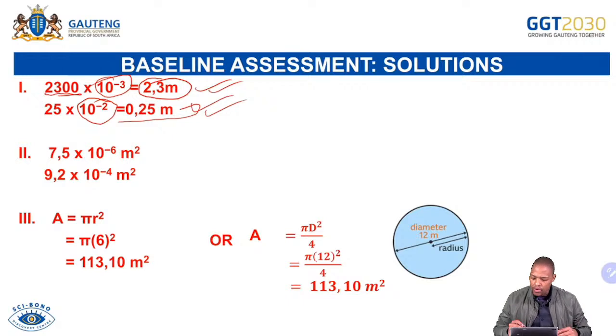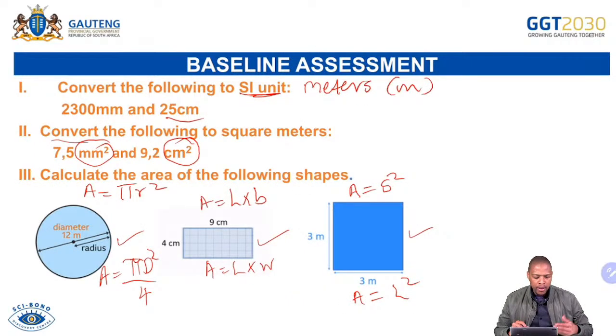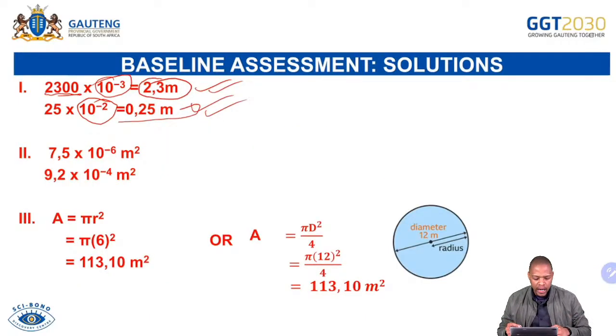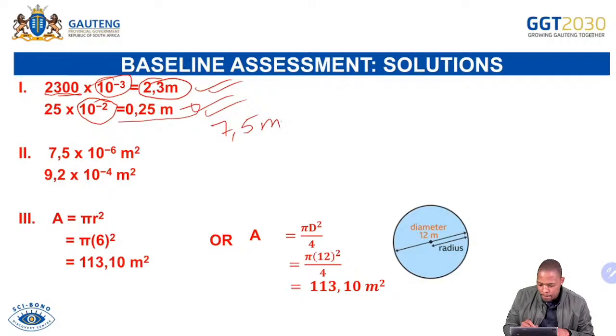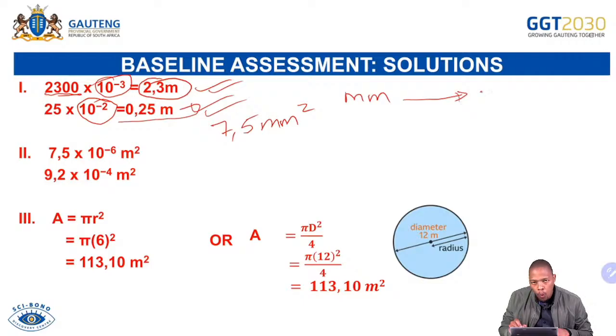Okay? All right. And then if we check the second question, it was asking us to convert to square meters. So we are converting the area now, okay? Because it is square millimeters, it is square centimeters. So to convert the area, you must remember that it was 7.5 millimeters squared, okay? So let's remember, to go from millimeter going to meters, you multiply by 10 to the power of minus 3, okay?